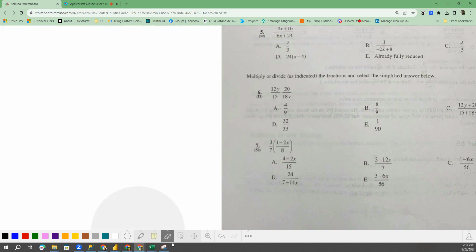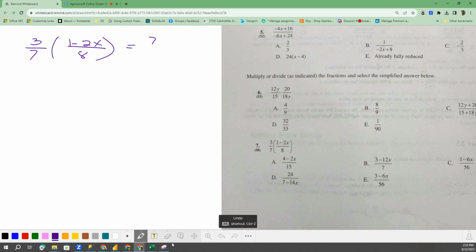All right, number 7. Oops. Okay. Number 7. 3 over 7 parentheses. So that you can actually rewrite this. So when you see something like this, remember the parentheses basically means multiply. So you can actually rewrite it as 3 over 7 times 1 minus 2x over 8. That's the same thing, right? You just replace the parentheses with a dot.